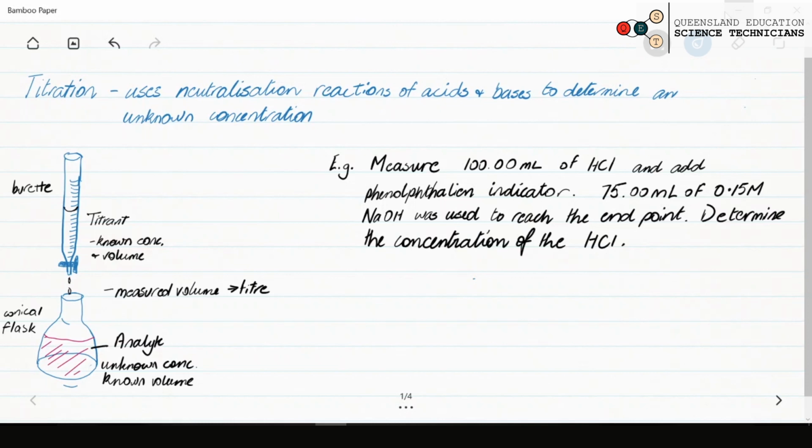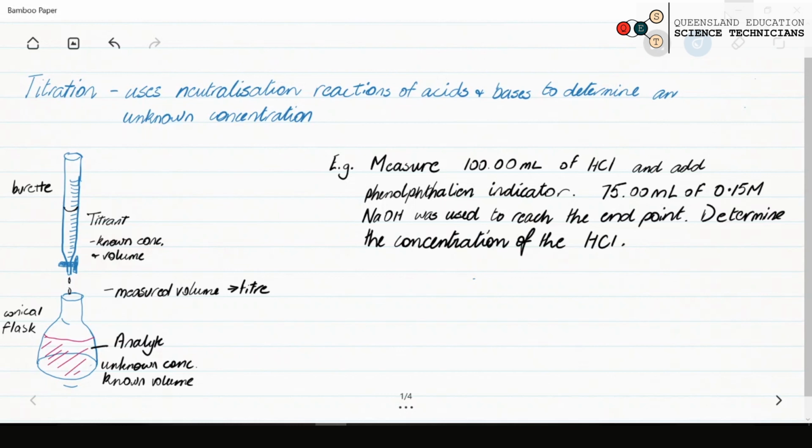So let's start with a problem in terms of hydrochloric acid and sodium hydroxide. We've been told that we had 100 mL of hydrochloric acid, and this is obviously our analyte because that's what we're adding the phenolphthalein indicator to. And it used 75 mL to reach that equivalence point.